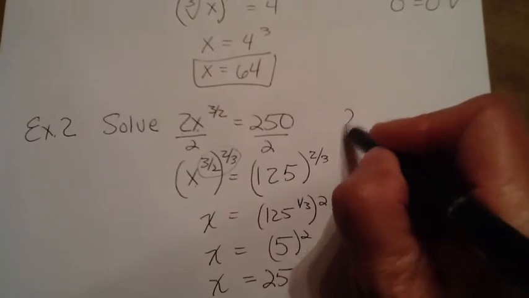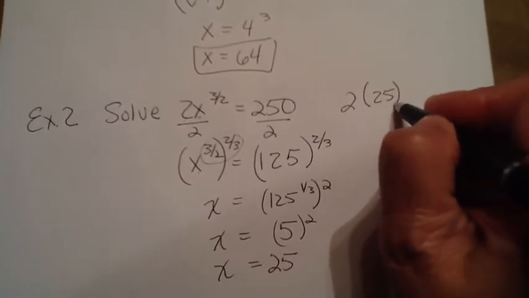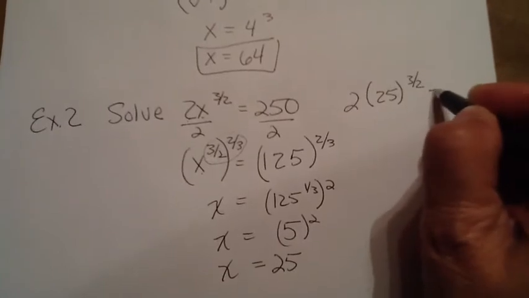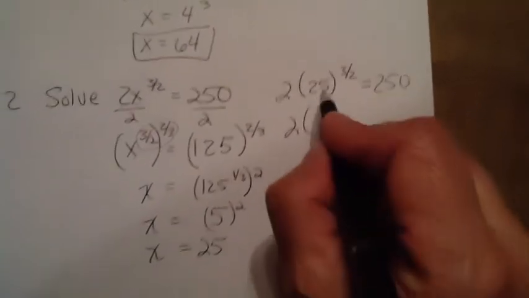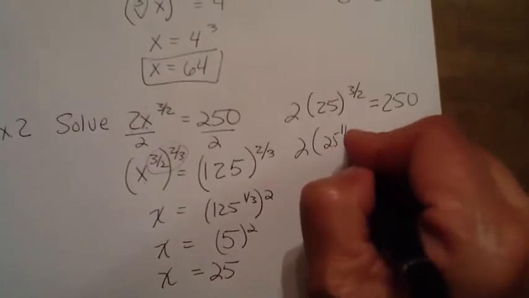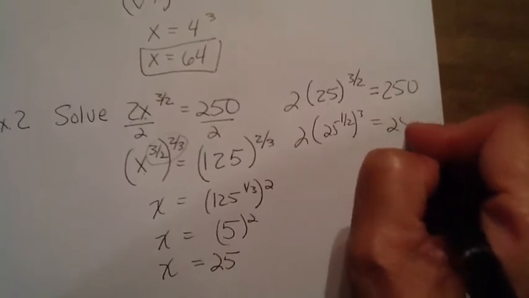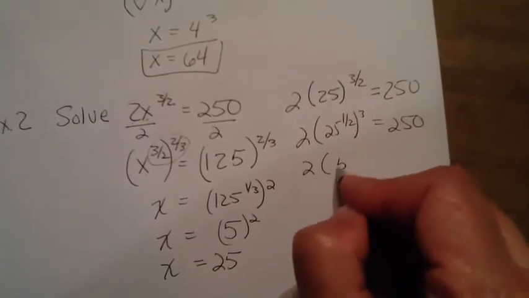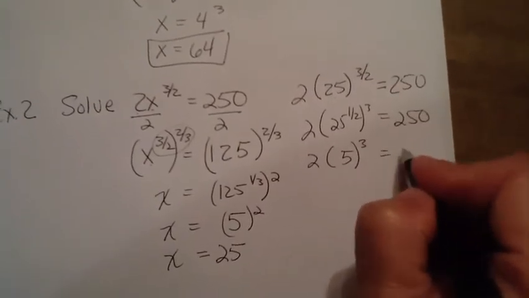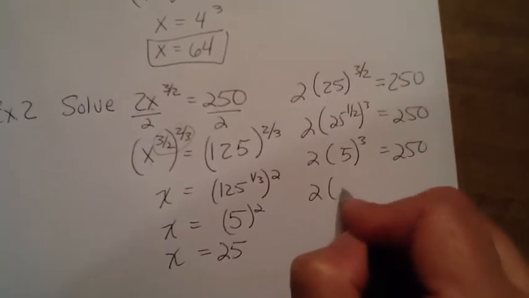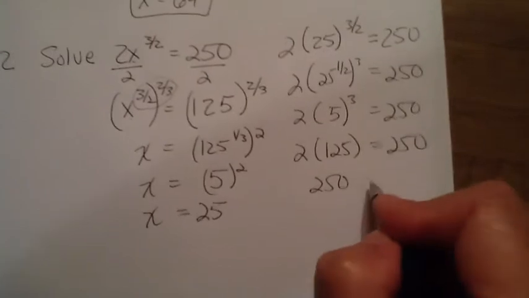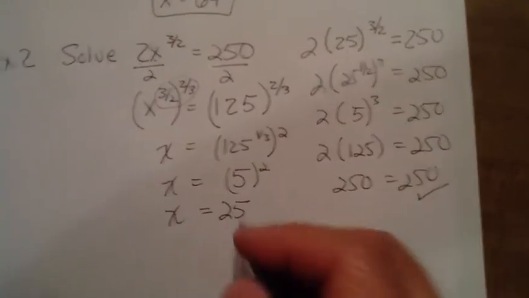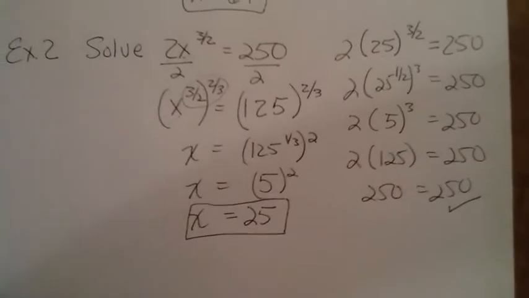We check to make sure we have the right answer. So I'm going to go back here, and I'm going to put in 25 to the 3 halves and see if it equals 250. Well, what's the square root of 25? That's 5, and then I cube it. Well, that means it's 2 times 125, and that's 250 equals 250. So it checks out, and that solution is okay.